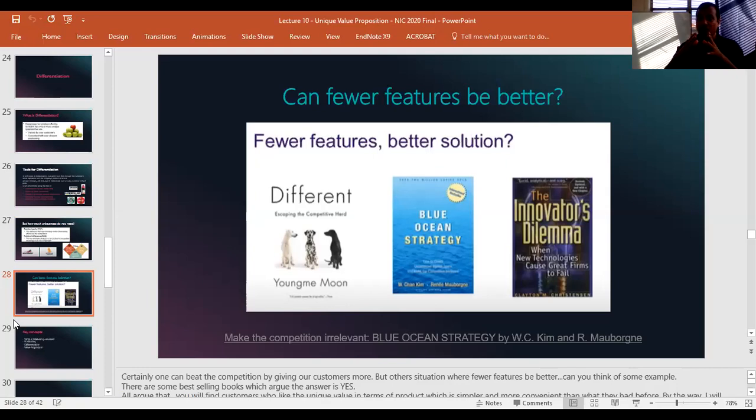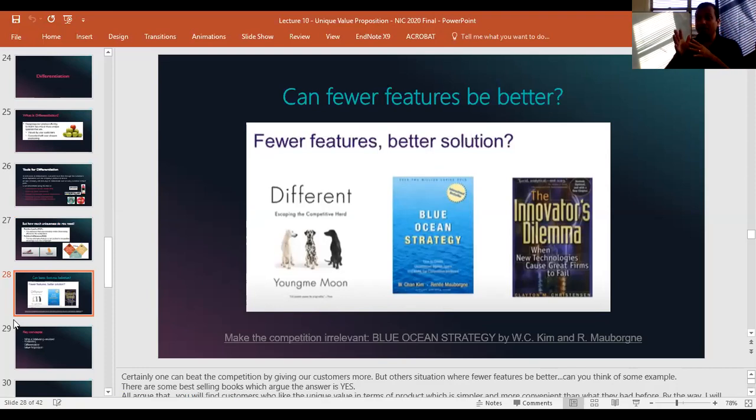All these authors argue that you will find customers who like unique value instead of a combination of many values. There are customers who like very unique offerings with fewer features, a unique value in terms of a product which is simpler and more convenient than what they had before.